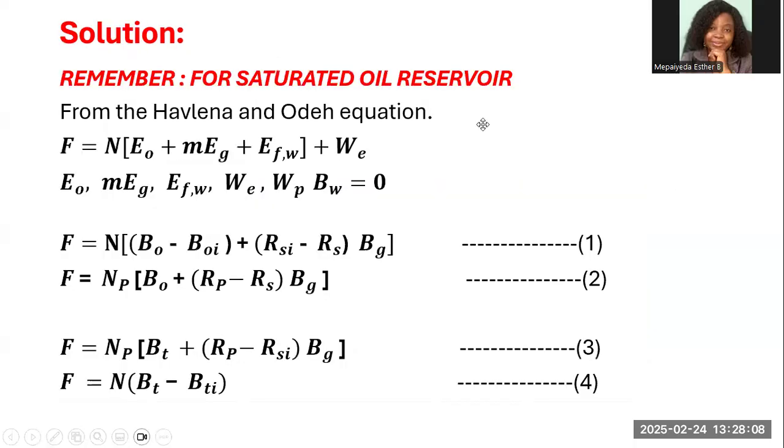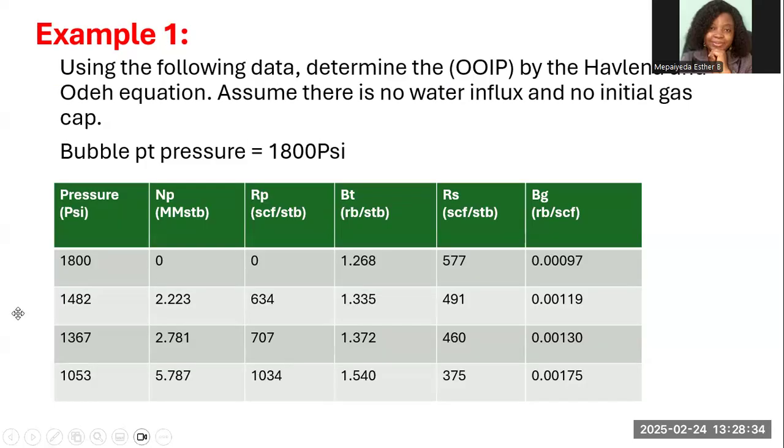So you remember for a saturated oil reservoir, the Schilthuis equation and the Havlena and Odeh derivation. So we have your F equals this, and then you have all this equals 0. So you go back to the part 1 to part 3 videos so that you can understand why we made all this to be equal to 0. Basically because this is a saturated oil reservoir. And how do we know it's saturated? Because you have your bubble point pressure, and below it you have production of gas, solution gas produced, and solution gas within the reservoir equally reduced.